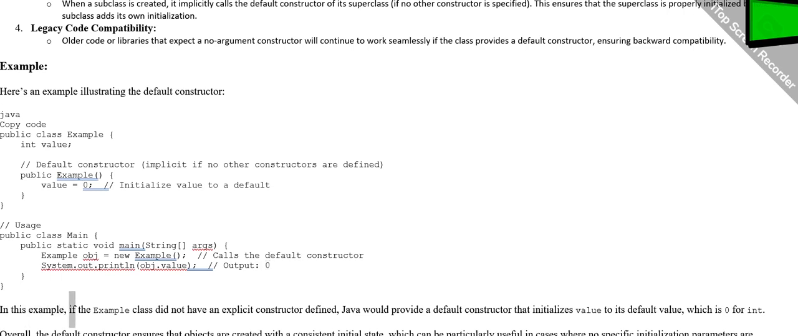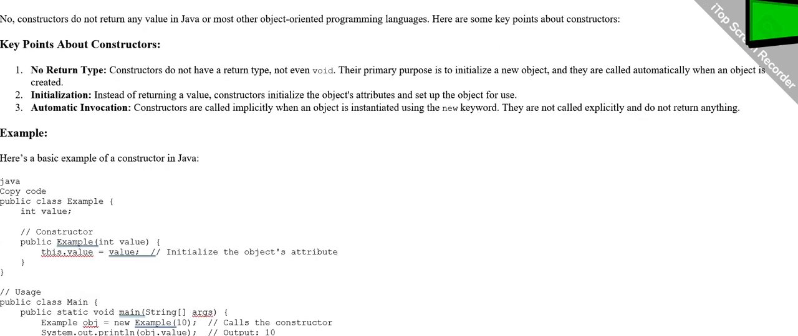In this example, if the Example class did not have an explicit constructor defined, Java would provide a default constructor that initializes value to its default value, which is 0 for int. Overall, the default constructor ensures that objects are created with a consistent initial state, which can be particularly useful in cases where no specific initialization parameters are provided. 7. Does constructor return any value?